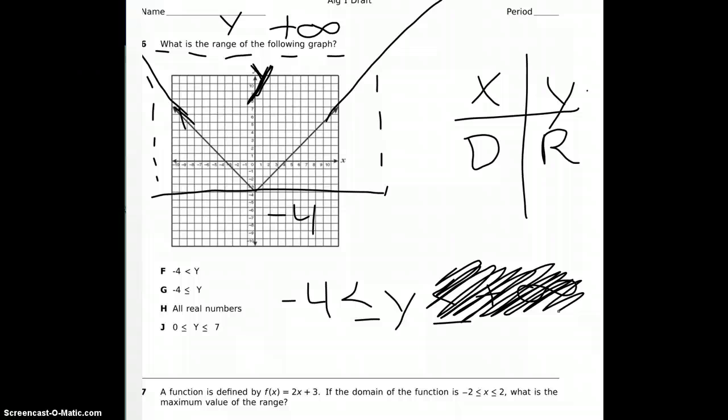And if you read this, this is saying y is either -4 or any number that's bigger. And if we look at our picture, we're using -4 and everything that's bigger than -4, which makes sense. We're not really using anything below -4. We don't have a picture below that. So our answer should be G.